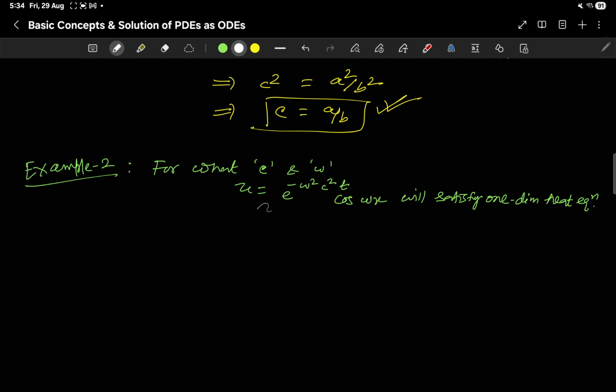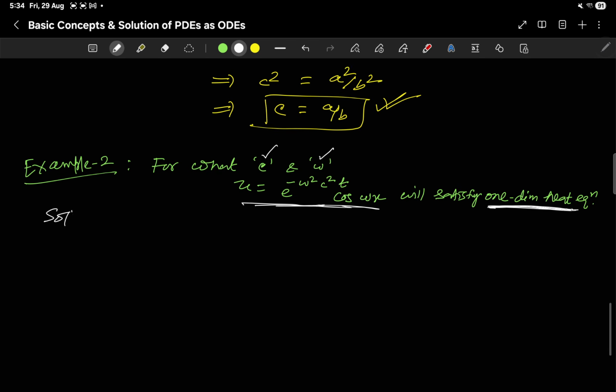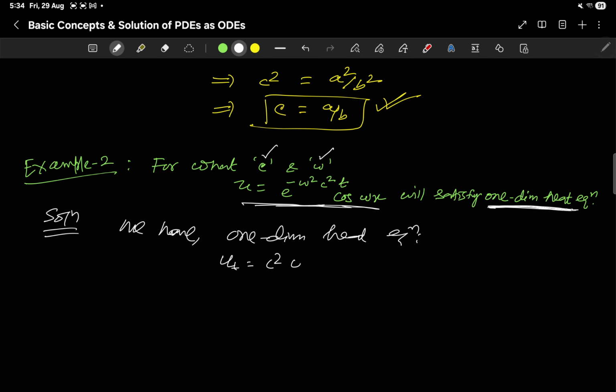Now likewise we have the one dimensional heat equation. Coming to one more example, u is given this. We have to find the value of c and omega which will satisfy the one dimensional heat equation. The one dimensional heat equation is ut is equal to c square uxx. Let it be double star. Let my u is equal to e to the power minus omega square c square t cos omega x.